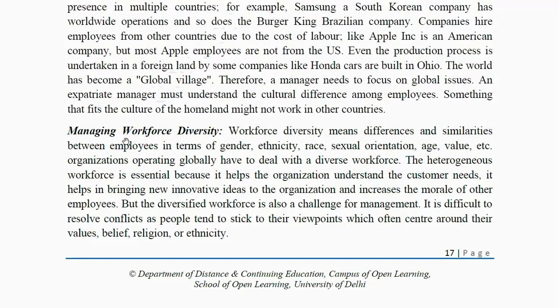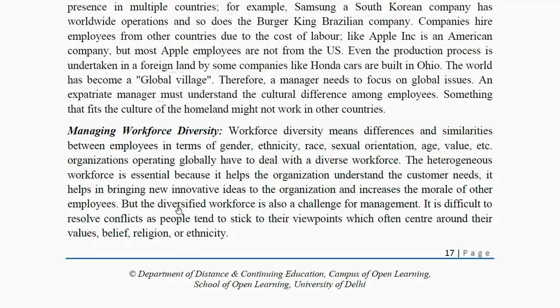Number 4, managing workforce diversity. Workforce diversity means differences and similarities between employees in terms of gender, ethnicity, race, sexual orientation, age, value, etc. Organizations operating globally have to deal with a diverse workforce. The heterogeneous workforce is essential because it helps the organization understand the customer's need. It helps in bringing new innovative ideas to the organization and increases the morale of other employees.